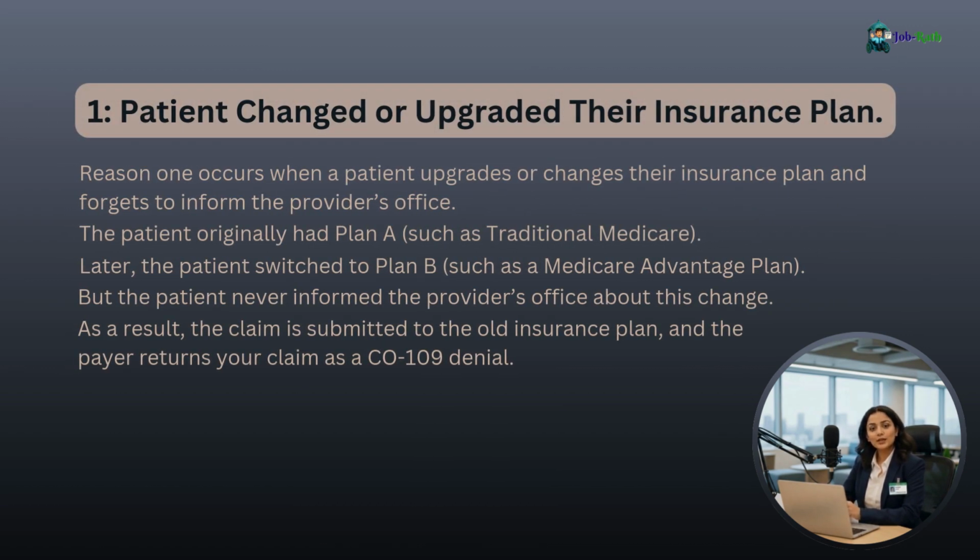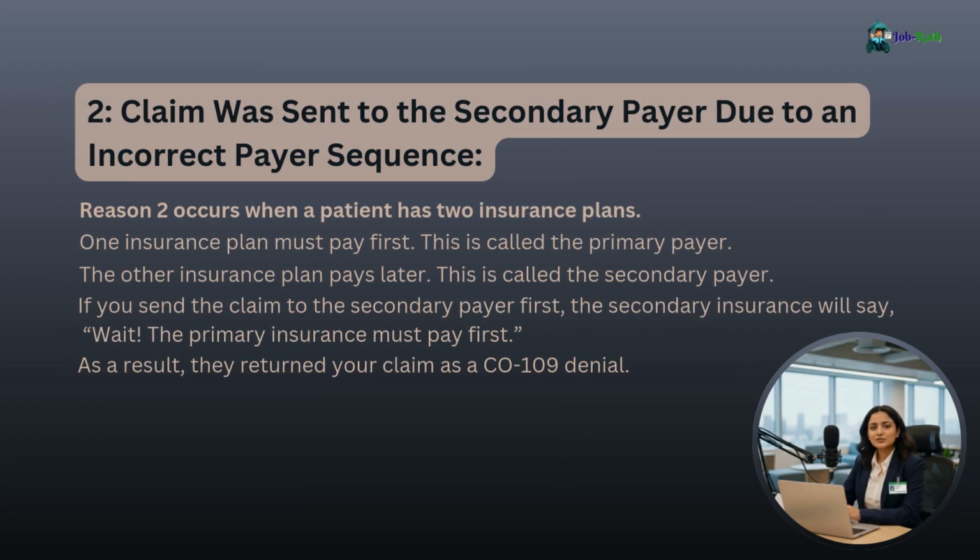Reason 1 occurs when a patient upgrades or changes their insurance plan and forgets to inform the provider's office. For example, the patient originally had Plan A, such as traditional Medicare. Later, the patient switched to Plan B, such as a Medicare Advantage plan. But the patient never informed the provider's office about this change. As a result, the claim is submitted to the old insurance plan, and the payer returns your claim as a CO-109 denial.